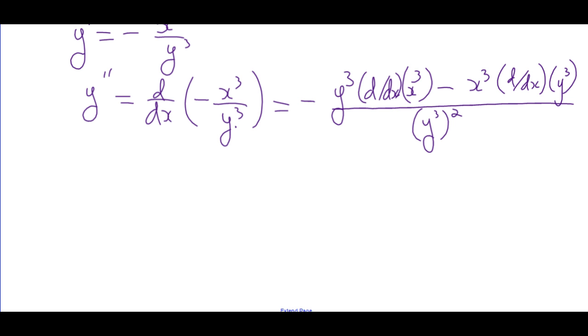Okay, so now keep going. So we got the negative, we got y cubed, that's easy, right? 3x squared. So y cubed times 3x squared minus x cubed times 3y squared y prime. Yeah?